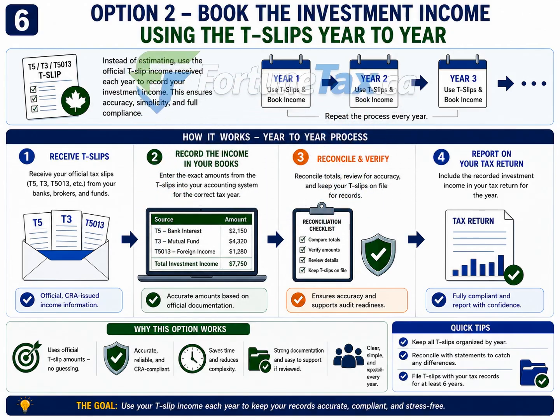Option 1 focuses on matching income to the correct fiscal year. Option 2 focuses on simplicity and accepts that some income will flow into the next reporting period. The key takeaway from this slide is simple. Under Option 2, income is not lost. It is simply reported when it appears on the future T-slip. The timing changes, but the income ultimately gets reported.